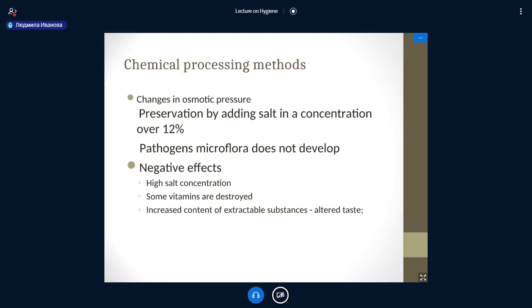Also, changes in osmotic pressure. This is another way to preserve food. Preservation by adding salt in concentration over 12 percent, and pathogens and microbes do not develop, but they are still able to develop later. And a negative effect.